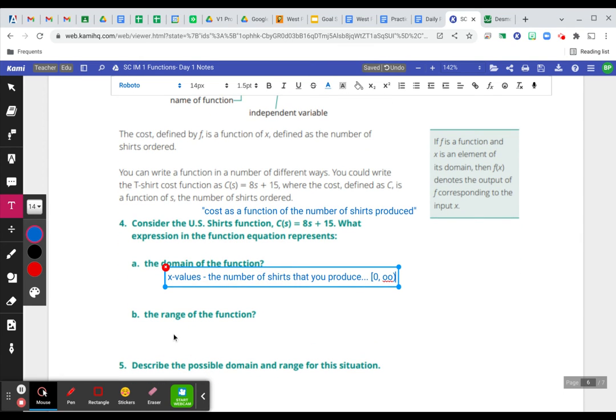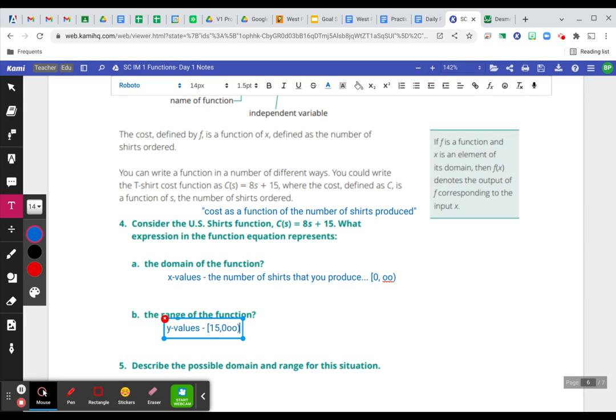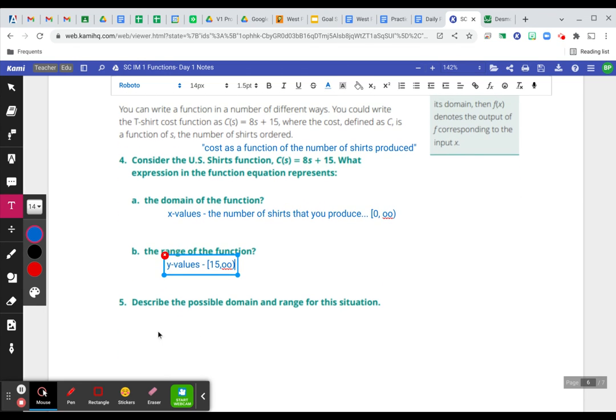Now the range, these are the y values. If we're talking about the y values here, as we produce more shirts, x, what's going to change? The cost. So what's our lowest cost when we produce 0 shirts? Careful here, but the lowest cost when we produce 0 shirts would be 15. And then our cost is going to continue to increase infinitely as we produce more shirts. So our range here is going to be from 15 to infinity.